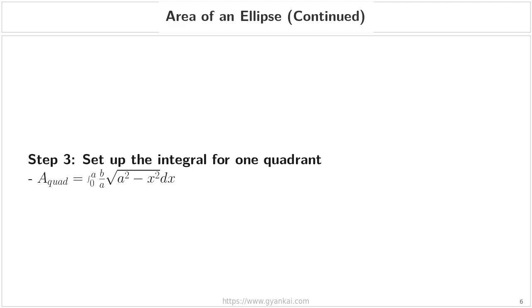Area of an ellipse continued. Now that we have expressed the function for the upper boundary of the ellipse in the previous slide, let's move on to step 3, where we set up the integral for just one quadrant. To find the area of this single quadrant, we will integrate our function, b over a times the square root of a squared minus x squared, with respect to x, using the limits from 0 to a.